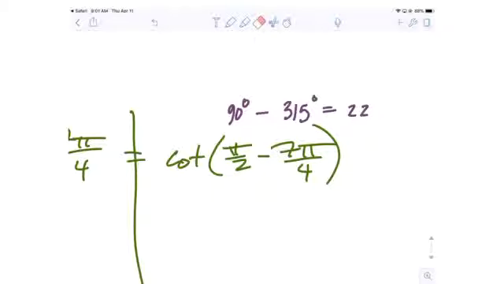225. Why 220? I was putting the degree symbol too big. Yeah. There you go. 225 negative, right? Negative 225.